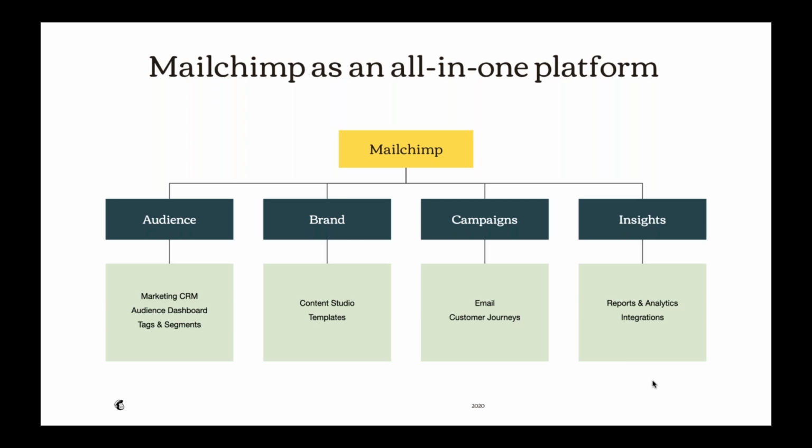The Mailchimp platform is made up of different sets of features that support each one of the key marketing needs for our customers. As you can see on this slide, Mailchimp supports your audience management needs with marketing CRM functionality, an audience dashboard, as well as tags and segments. The Content Studio and templates will help you meet key brand management needs, and regular email and customer journeys are 2 of the most popular campaign types for reaching your audience. Making use of the reports, analytics, and integrations that Mailchimp offers puts powerful insights at the click of a button.